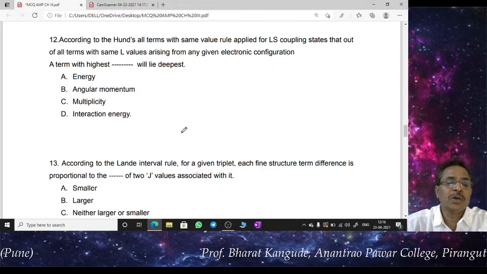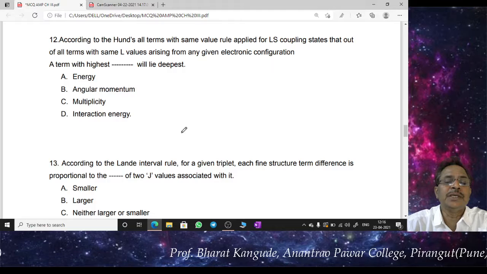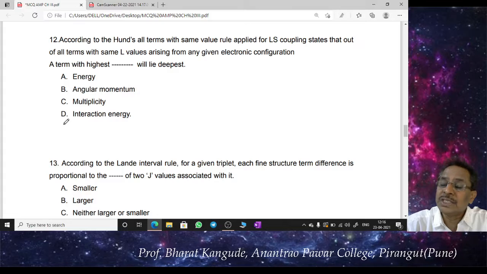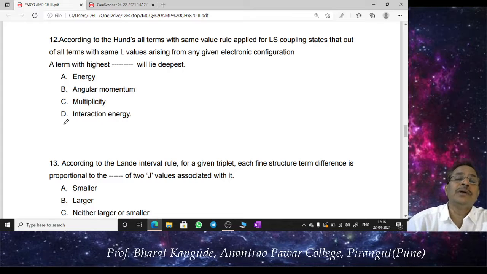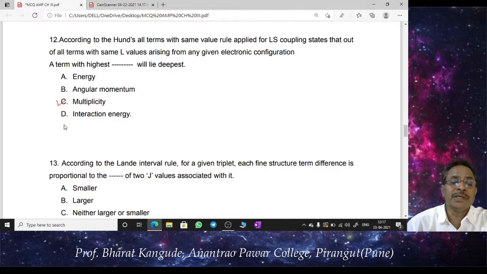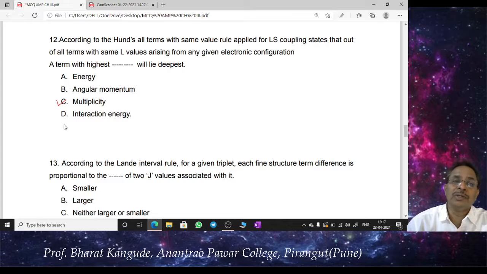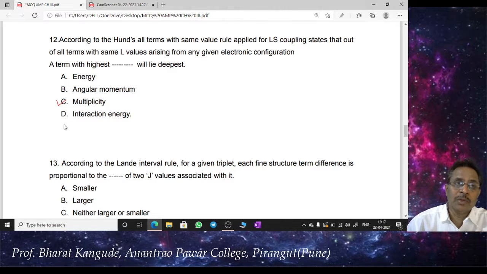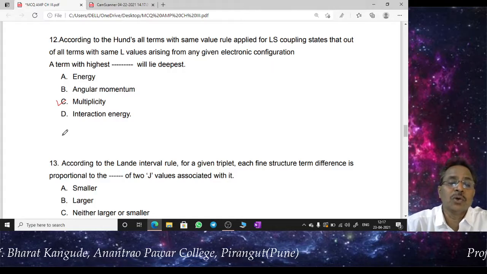Option A is energy, option B is angular momentum, option C is multiplicity, and option D is the interaction energy. So this is a straightforward rule. That rule tells you multiplicity plays a very vital and important role. Therefore, the term with highest multiplicity lies deepest. Therefore, the correct option of question number 12 is C, that is multiplicity. A term with highest multiplicity will lie deepest, and the term with the lowest multiplicity will lie at the top of this particular energy level diagram when we draw. So this is a straightforward description of this Hund's rule.